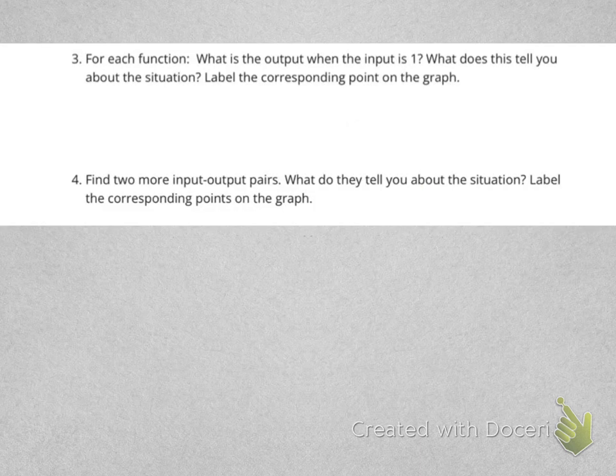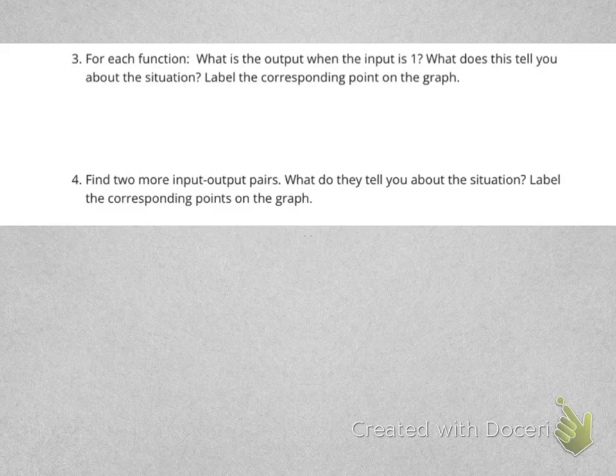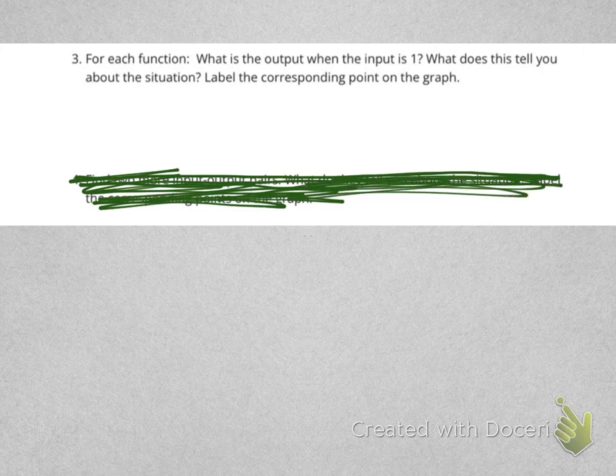Alright, so this question, number 3, underneath it, goes with this. It says, for each function, what is the output when the input is 1? What does this tell you about the situation? Label the point on the graph. I'm going to go ahead and tell you we are going to skip number 4. So I'm going to mark that one out so I don't even have it. It's just going to be a scribble in my space.